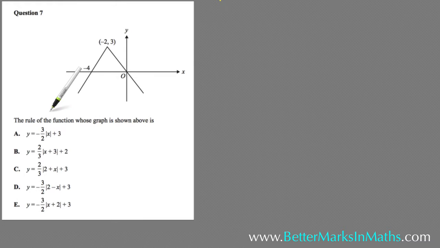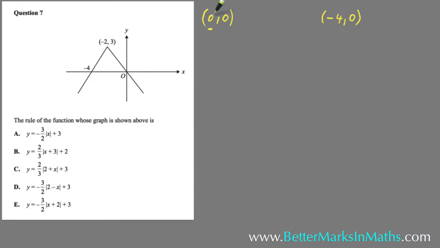In this question, the rule of the function whose graph is shown above is one of these. So with this question, the easiest way I believe is to choose points that belong to the graph, such as 0, 0, and this point here, minus 4, 0, and if needed, this top point, minus 2, 3. Sub the x value of each one at a time into these equations and eliminate the ones that don't give me y equals 0, and I'll show you how to do it.